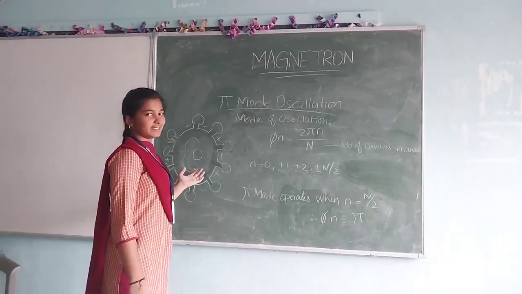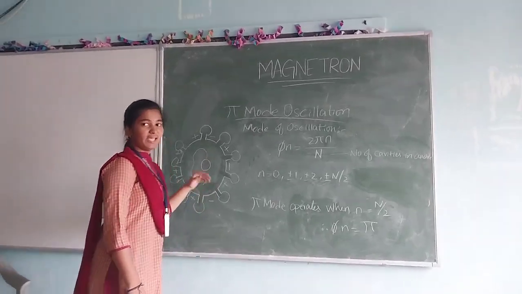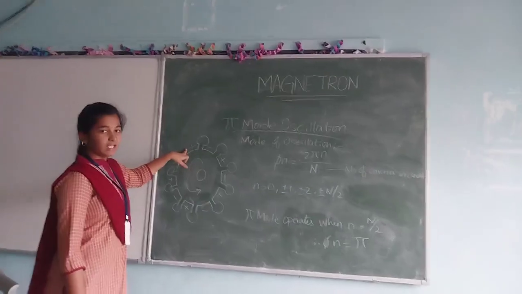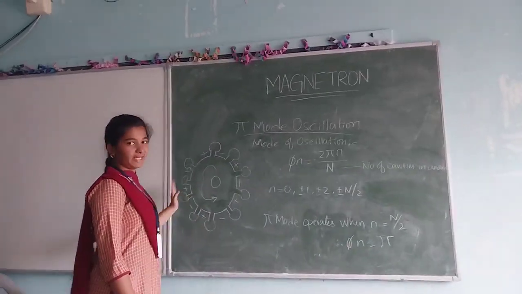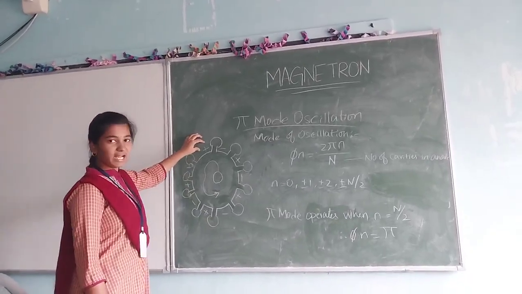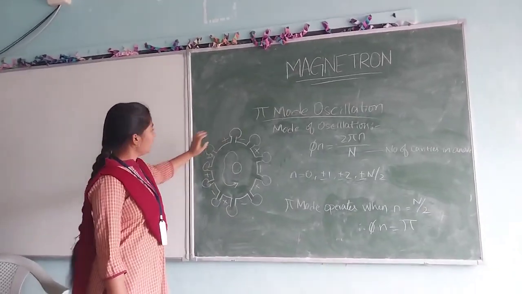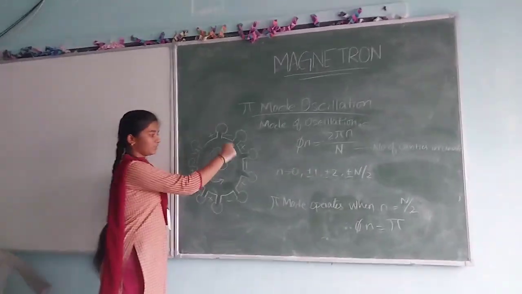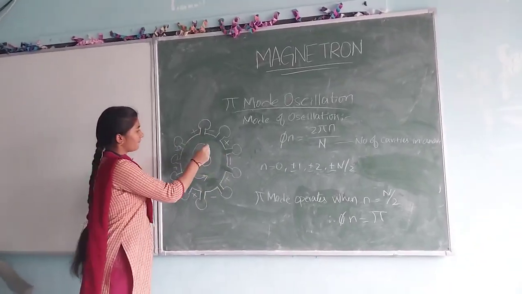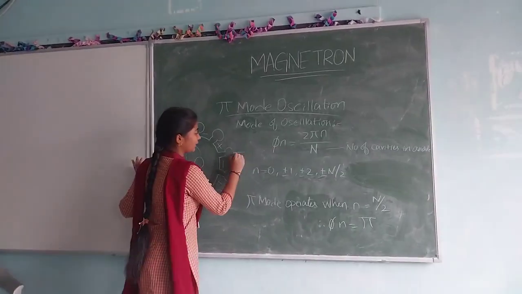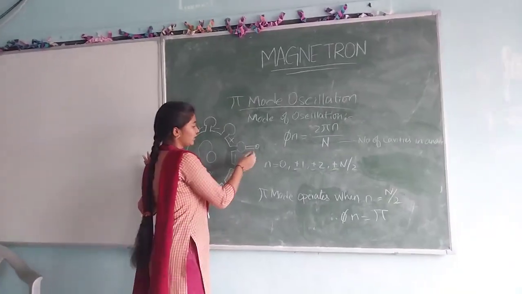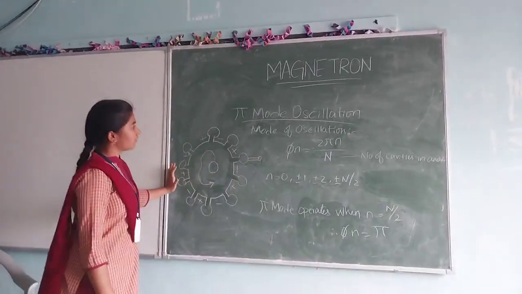So now we shall discuss about pi mode of oscillations. In pi mode of oscillations, the charges in the cavities, plus and minus, will keep on rotating. This is due to the charging and discharging of the capacitor. While the positive and negative charges keep on rotating, due to this rotation, the output will be obtained in one of the cavities. So the output will not be 0.